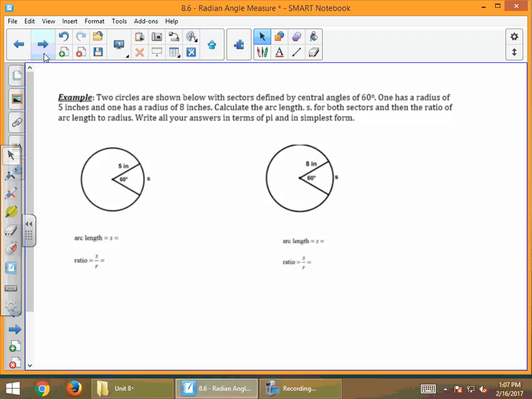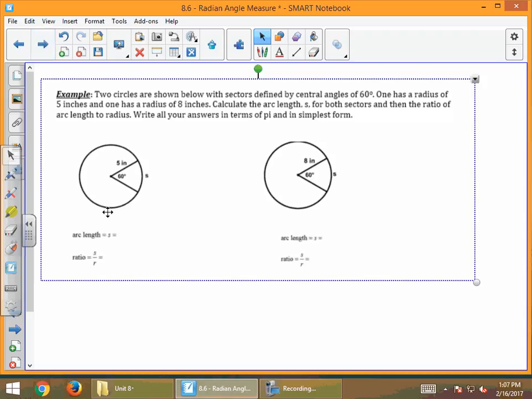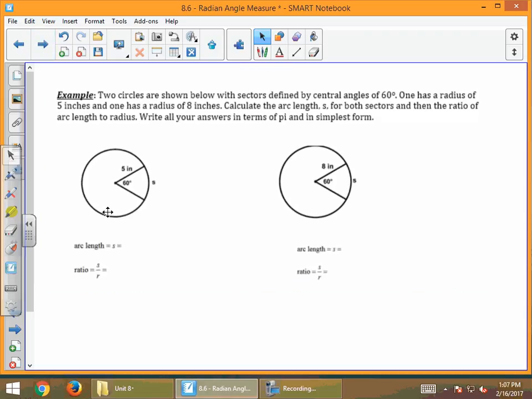So here we have two circles. In this example, they both have a central angle that's 60 degrees. But they have different radii. One's 5 inches, the other one's 8 inches. Okay, but we're going to do the same steps in both. We're first going to find the arc length of this circle. So exactly what you should have done on your quiz.